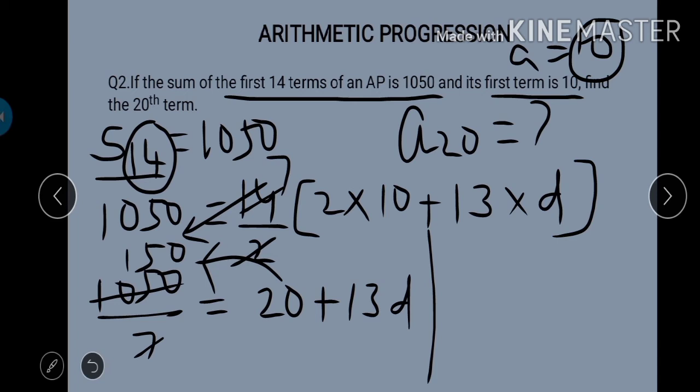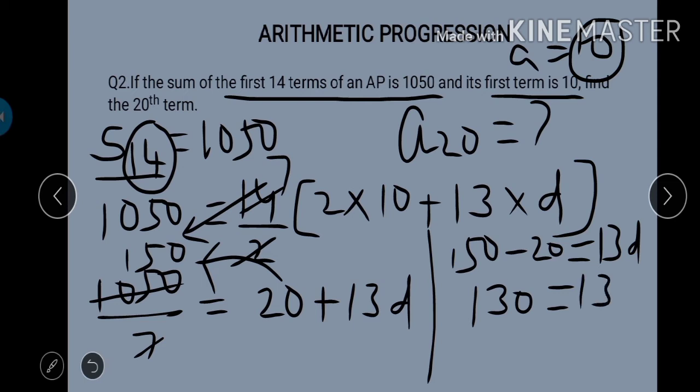So I have 150 minus 20 equal to 13d. Therefore 130 is equal to 13d. Therefore d is equal to 10.